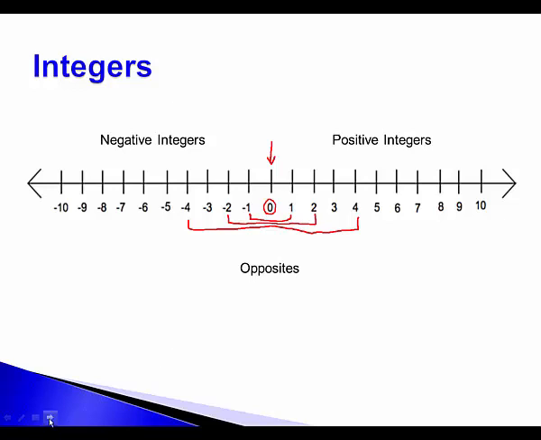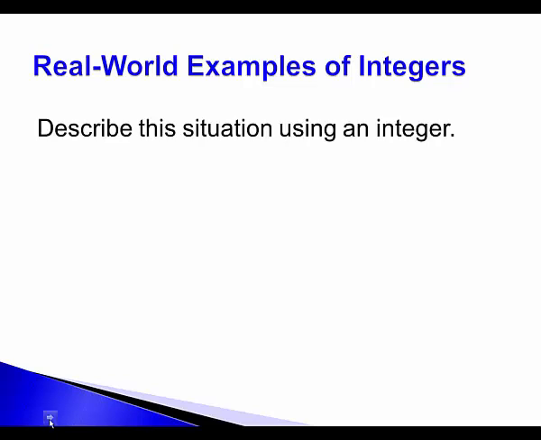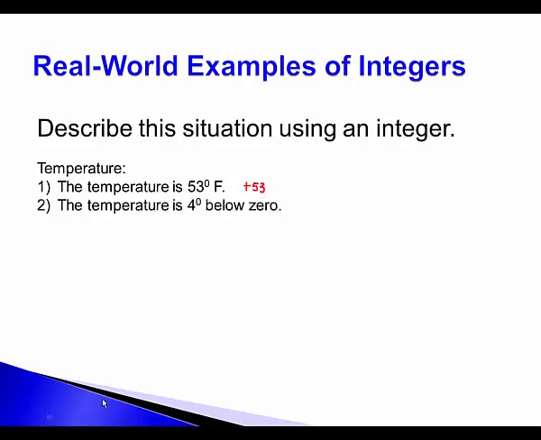The next thing I'd like for us to look at would be some real-world examples of integers. In this section, we will be given a situation and we will describe the situation using an integer. For example, let's talk about temperature. If the temperature is described to be 53 degrees, we could write that as an integer as a +53. If we continued and we talked about the temperature is 4 degrees below 0, we could write that as a -4.